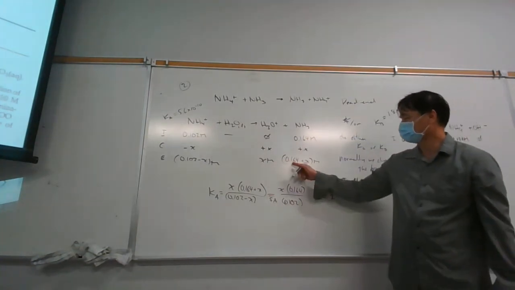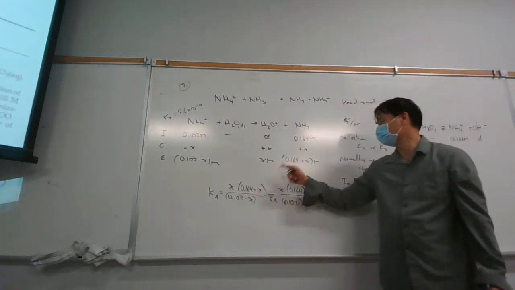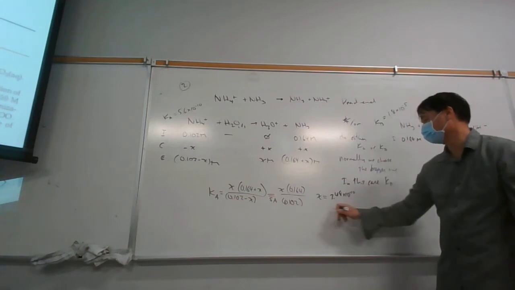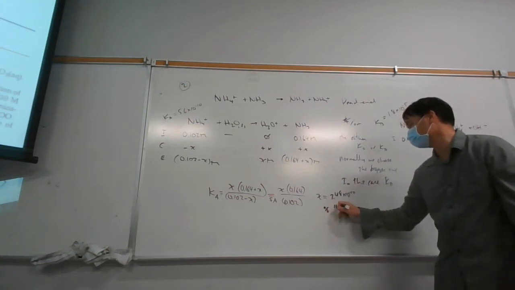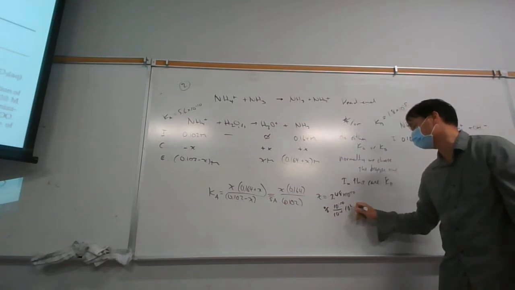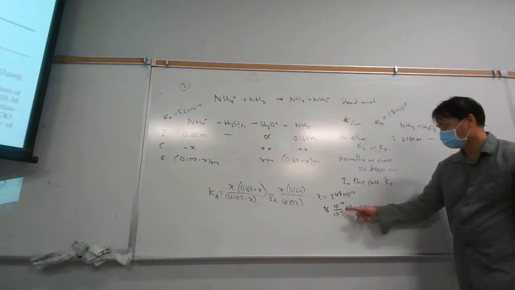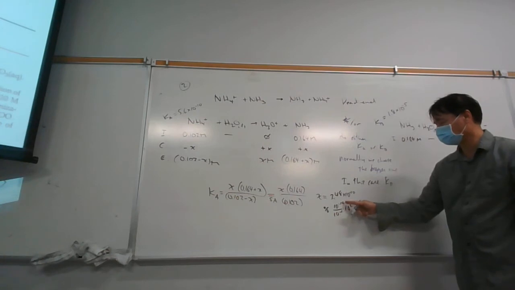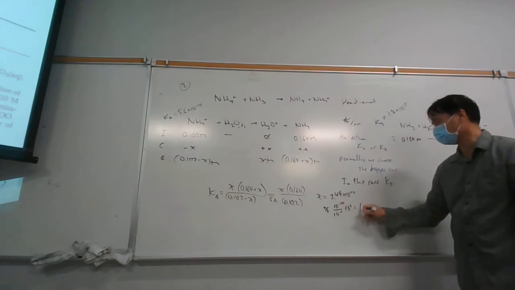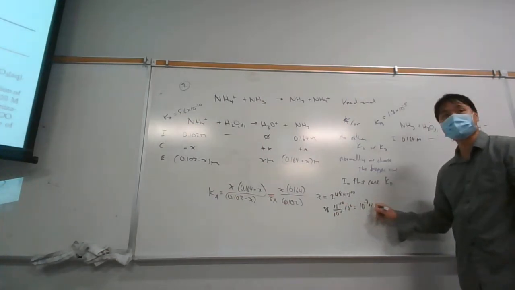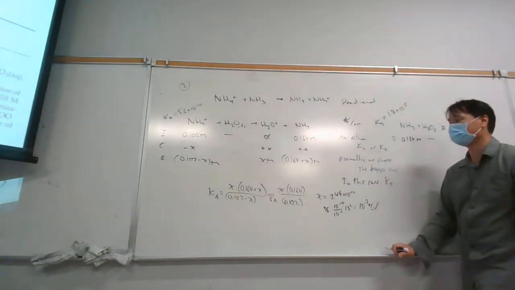And so our initial is about 10 to the minus 1, roughly. And so the percent is going to be about 10 to the minus 10 over 10 to the minus 1 times 10 squared, which is 10 to the minus 7%. 10 to the minus 7%, which is good.